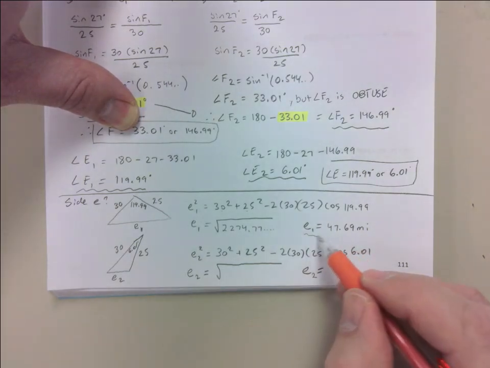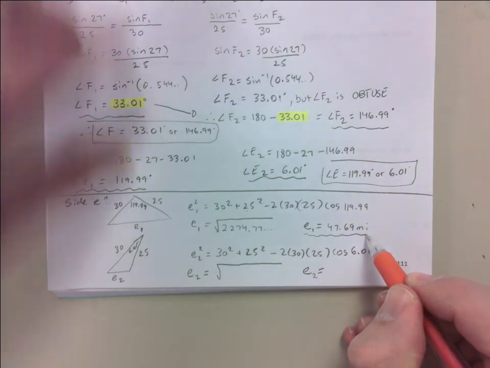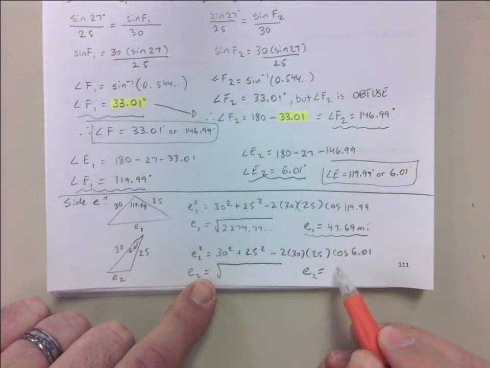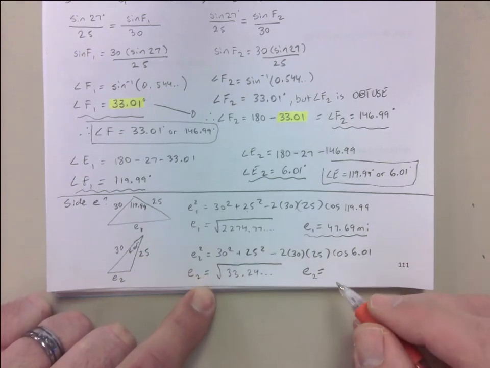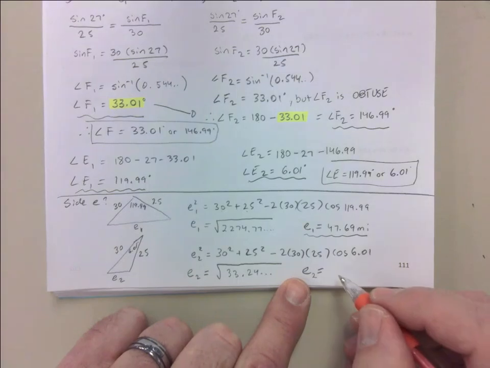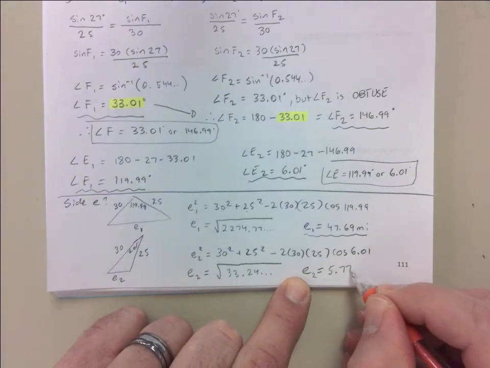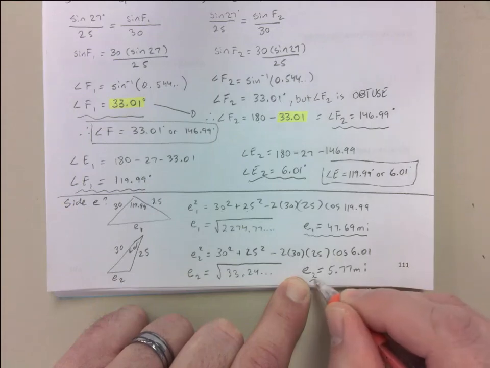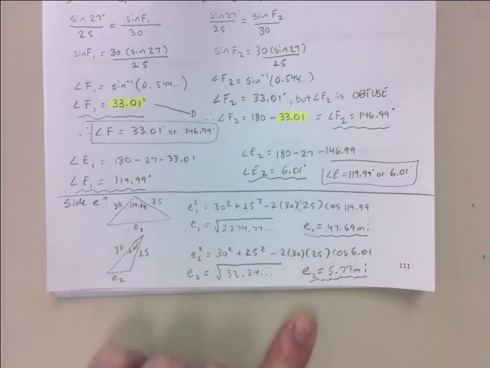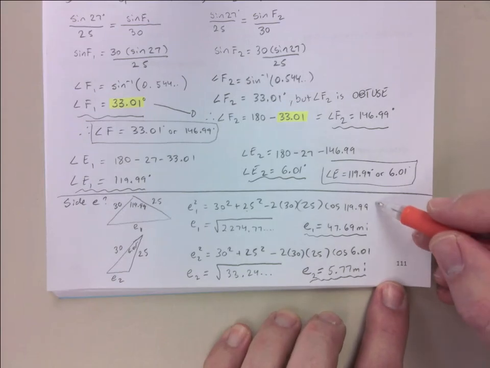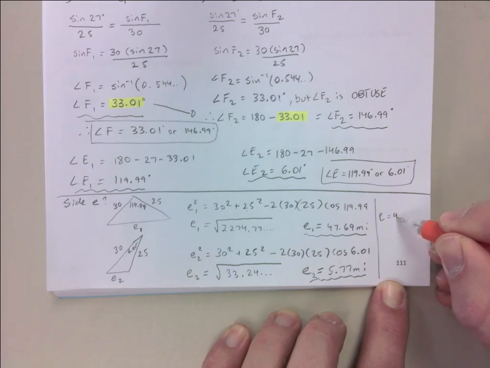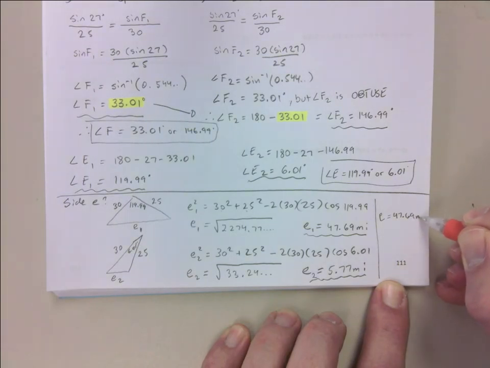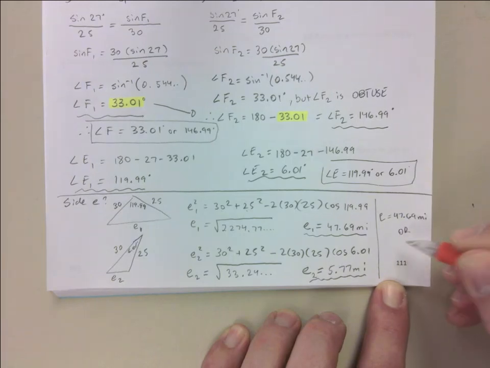Okay, so this is E1. E2 is going to be shorter. This is 33.24... You take the square root of that, you get 5.77 miles. So side E is either 47.69 miles or 5.77 miles.